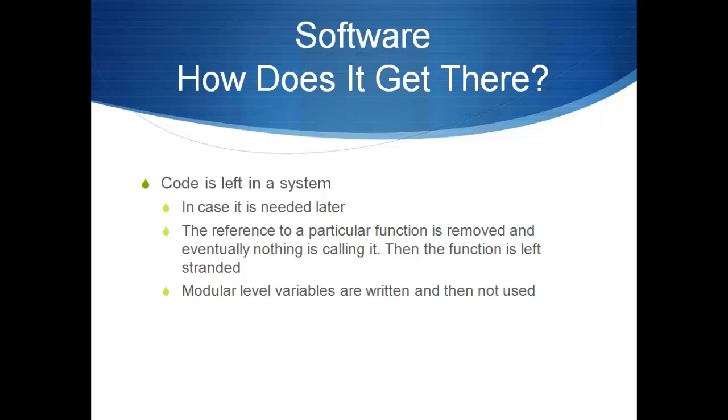Reasons that they can be left in there: a developer may feel that this code's not being used now, but we might need it later and I don't want to delete it. Or they could reference a particular function that has now been removed, and now nothing's calling it. Then the function is left stranded and it's just sitting there. But if people go and look in the code, they see this function and nothing's referencing it, they believe that it still serves a purpose, so they don't take it out because they don't know that nothing's referencing it anymore.